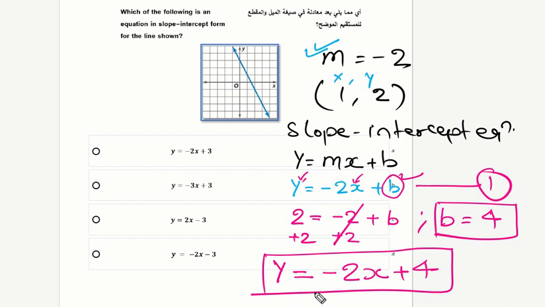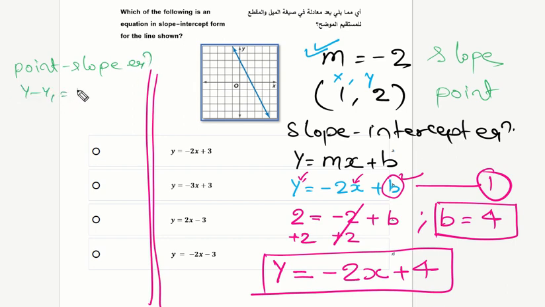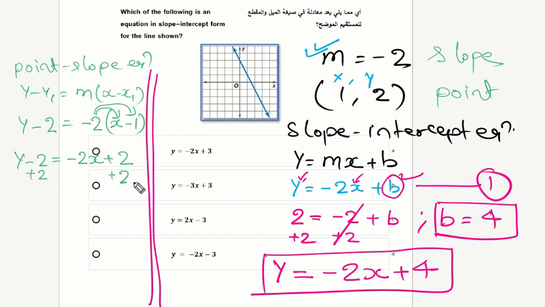That's it. Now there is one more way. This is method 1. If I want to solve it another way, the slope is given and a point is given. So I know the point slope equation, which is y minus y1 equals m times x minus x1. y1 is 2, m is minus 2, x1 is 1. Now you just solve it. y minus 2 equals minus 2x plus 2, because of the distributive property. Now I want to move this minus 2 to get y on the left side. So y equals minus 2x plus 4.